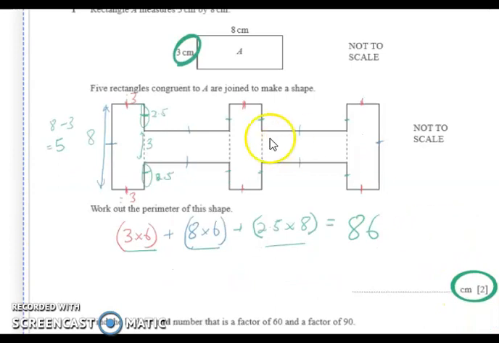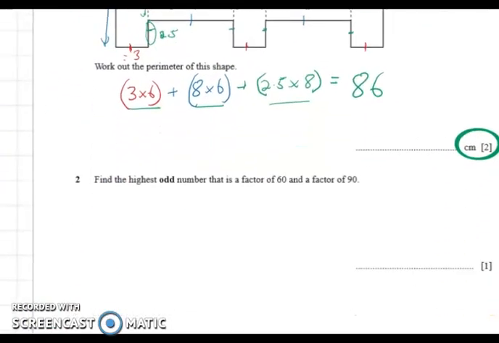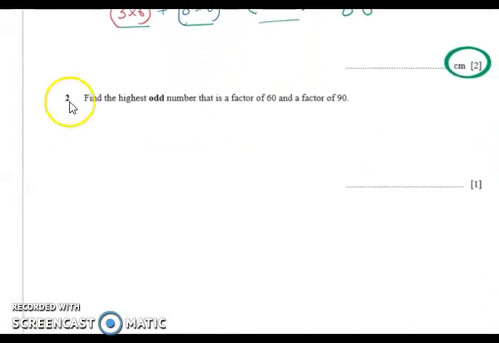Okay, so this is the first question, 2 marks for the first question, and we are going to move to the second question. Find the highest odd number that is a factor of 60 and a factor of 90.